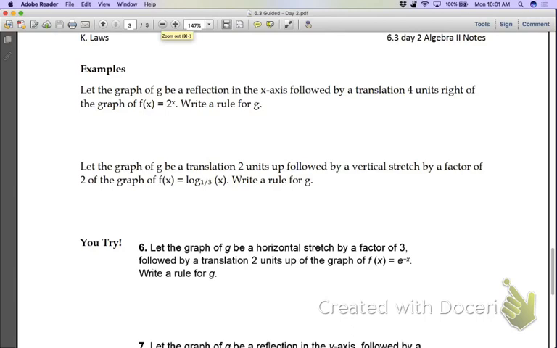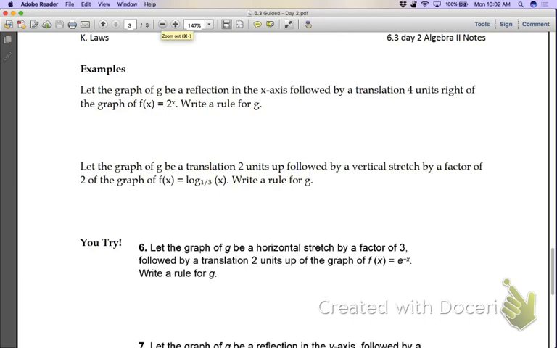So whenever you have any sort of thing that's going on, you want to take it one step at a time. Don't try to do everything all at once. So you want to write down where we are starting. What's the starting function? We're going to take this function and we're going to have f of x, and it's going to be equal to what? 2 to the x power.